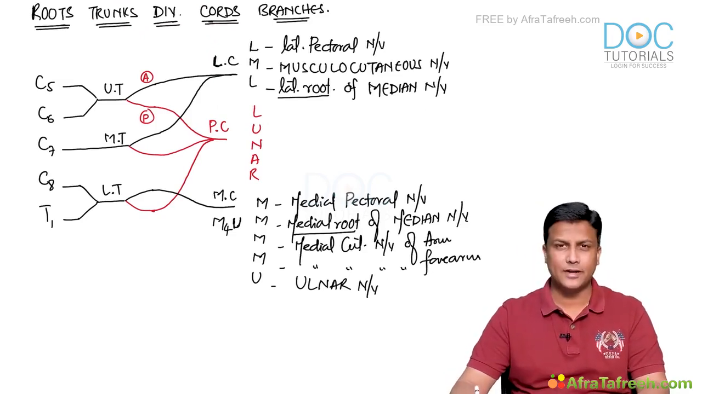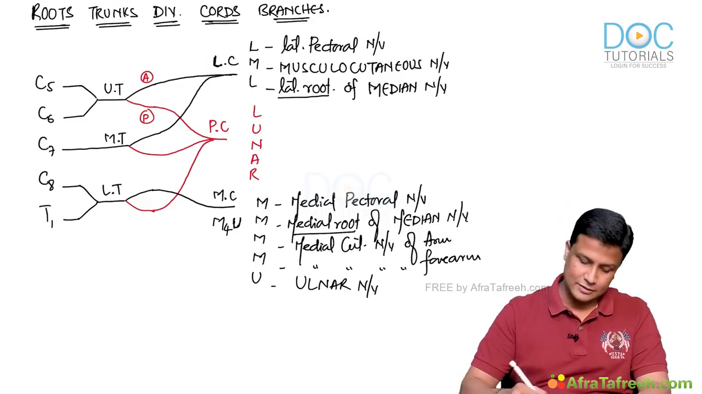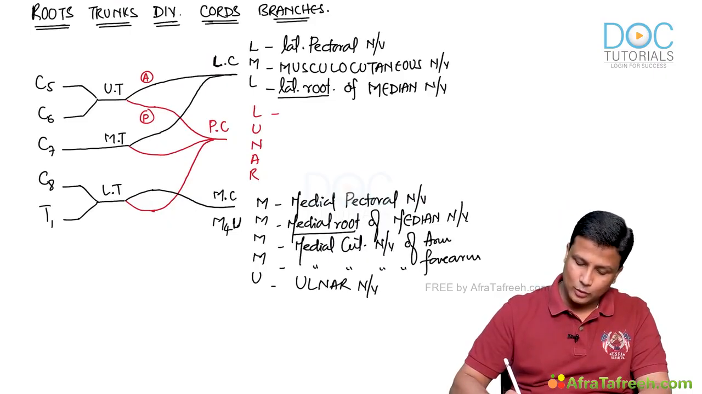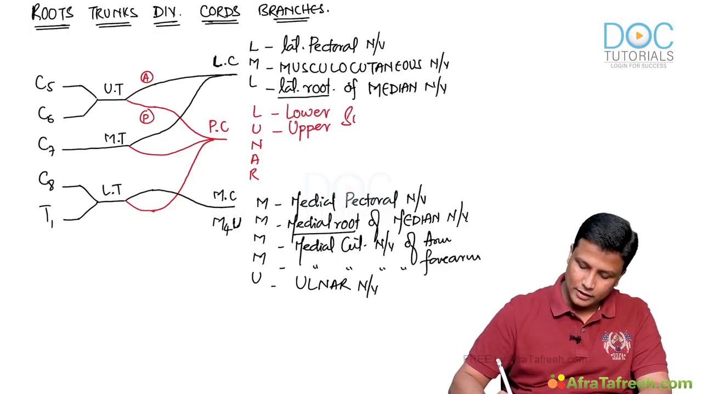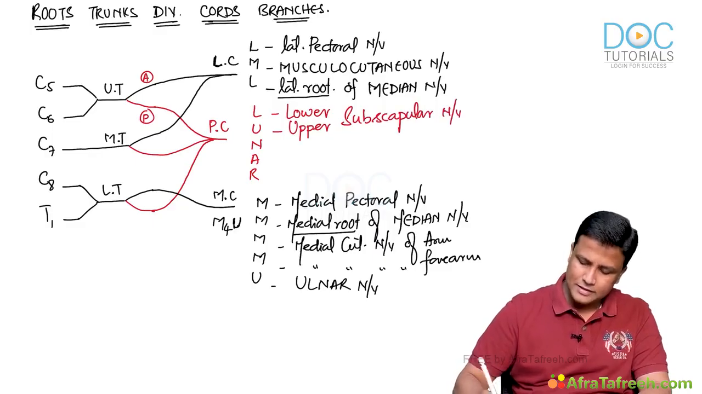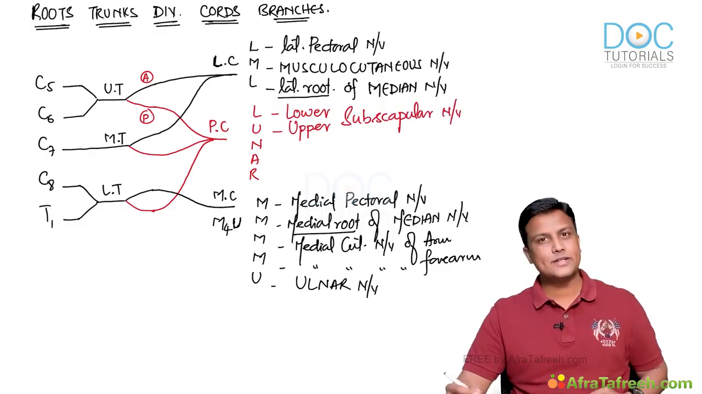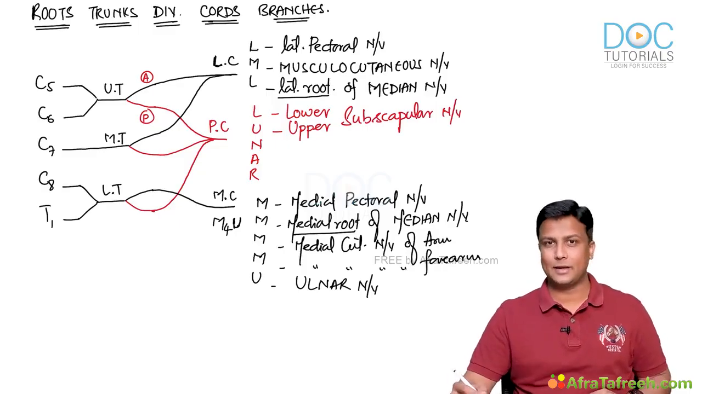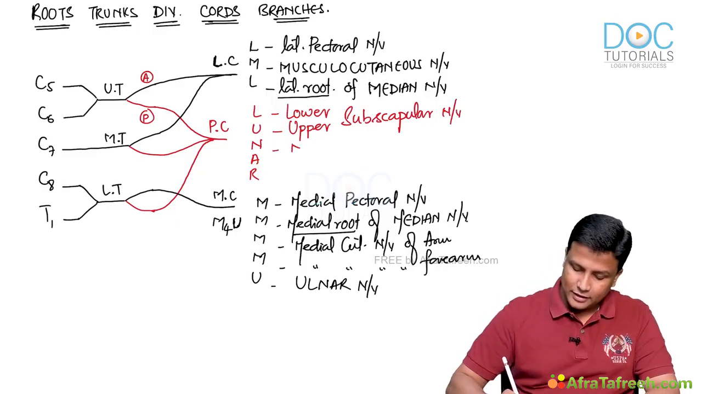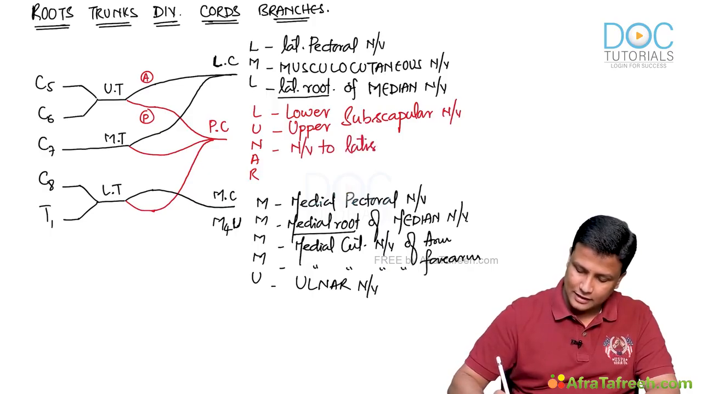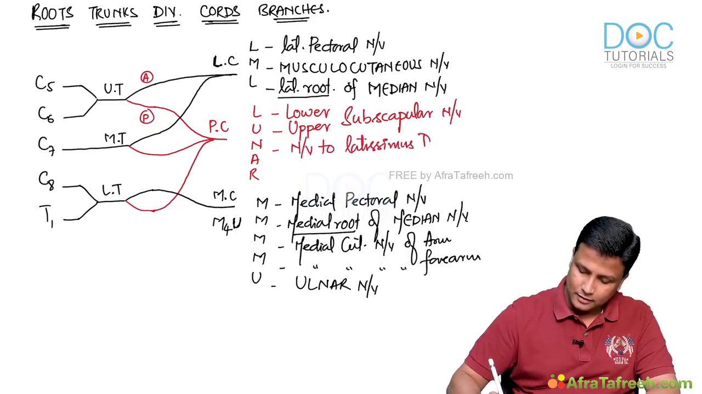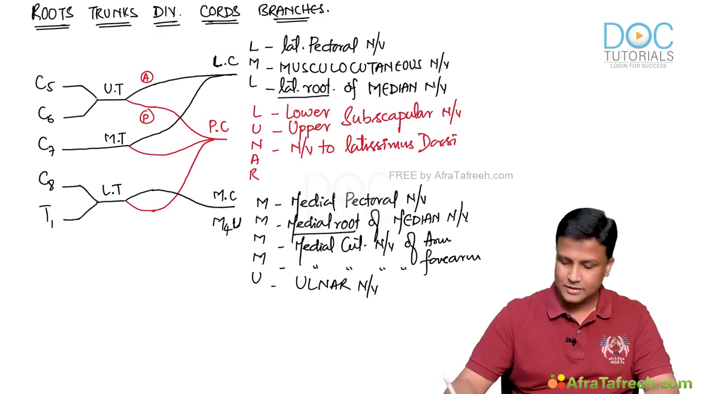Let's go to the last and final thing, that is the posterior cord branches. In the posterior cord, you'll be having lunar, L for lower and U for upper. Lower and upper subscapular nerve. So basically there are two nerves there. One is the lower subscapular nerve, another one is the upper subscapular nerve. The next one, N, stands for nerve. Nerve to a muscle. The name of the muscle is latissimus dorsi. Nerve to latissimus dorsi muscle.